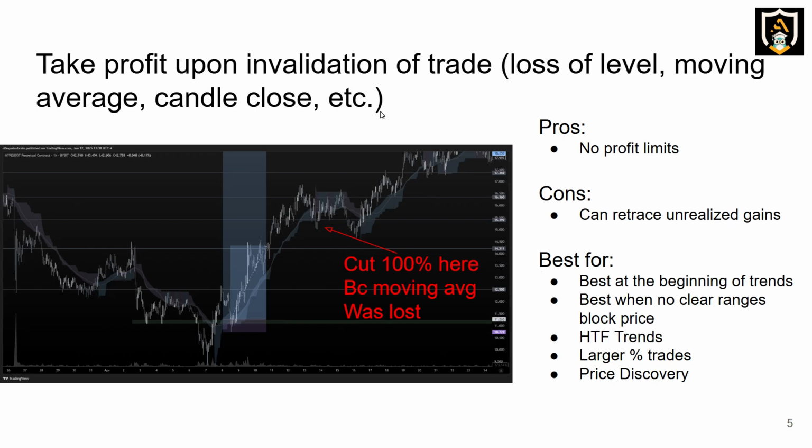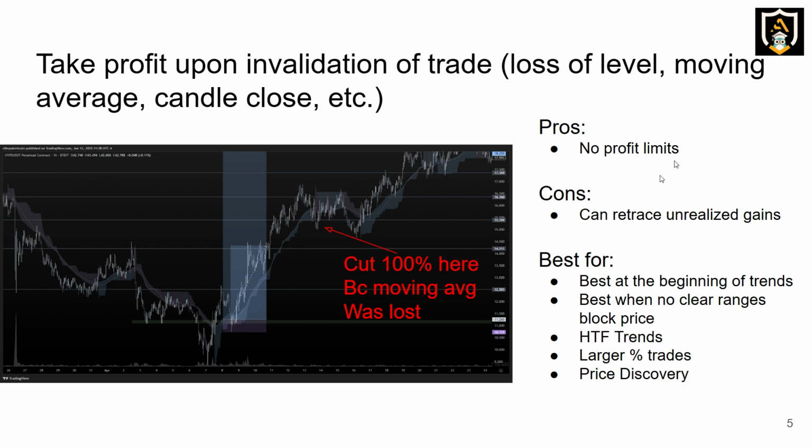All right, the third way to take profit is to take profit upon invalidation of the trade, meaning it's no longer correct. The reasons that you got in are no longer valid, and it's lost some type of level, it's lost a moving average, it's had some type of candle close, there's some kind of trailing stops. So let's just do, this is kind of an example.